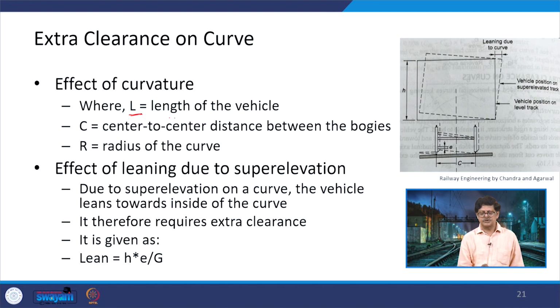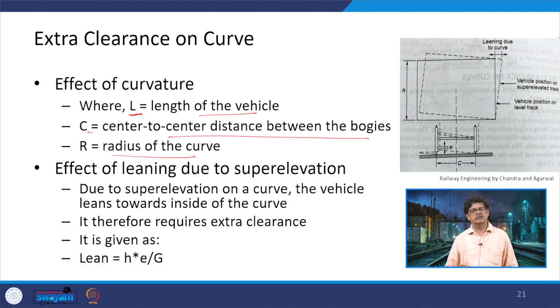Now, L here was the length of the vehicle, C was the center to center distance between the bogies, and R was the radius of the curve. And this center to center distance between the bogies, which we have used in the case of virtual transitions, was around 14.785 meters.